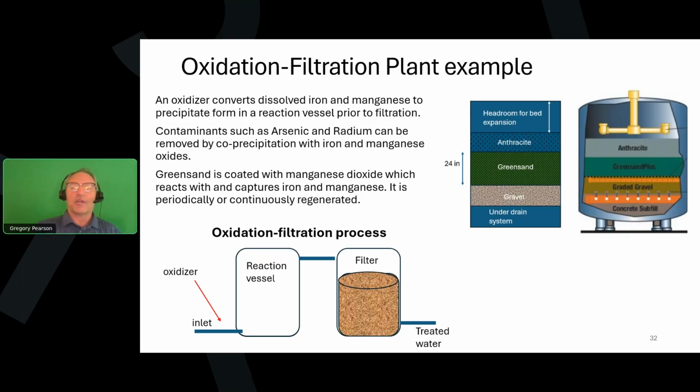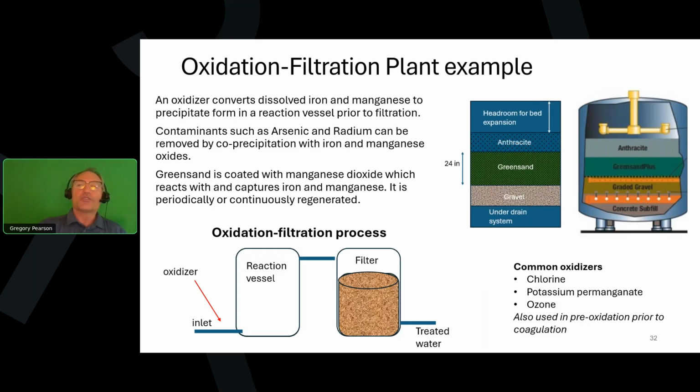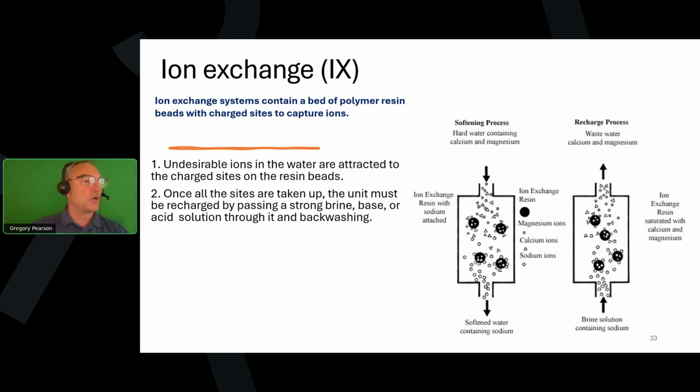And the oxidizer could be chlorine or potassium permanganate that's fed as water enters the reaction vessel. The reaction vessel gives time for the chlorine or the potassium permanganate to convert the dissolved iron and manganese to precipitate form. So common oxidizers can be chlorine, potassium permanganate, ozone, and even just air. If you're just removing iron, sometimes you can use just aeration. You can also use the concept of oxidation in a surface water treatment plant to oxidize dissolved matter prior to the coagulation process or along with it.